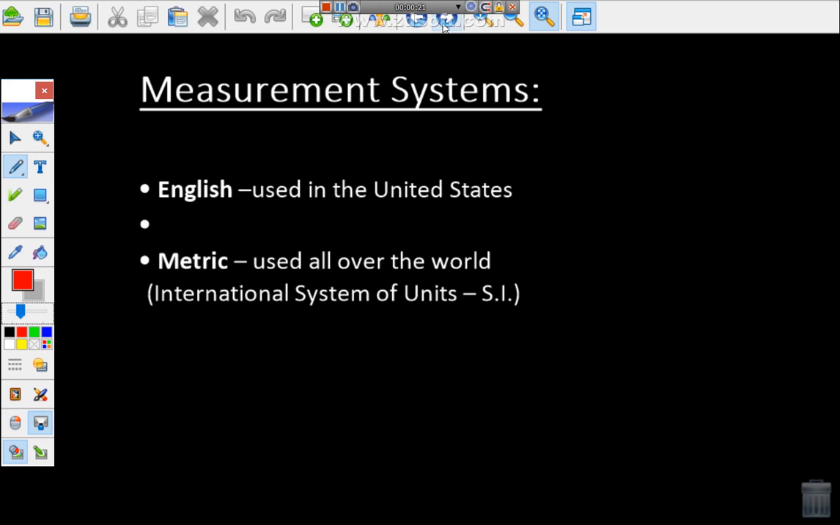So the measurement systems. Now, there are two main measurement systems in the world. The first is the English. It's used only in the United States and in very few other countries of the world. The metric system is used pretty much all over the world except for three, United States being one of them. It is called the International System of Units, or SI for short.